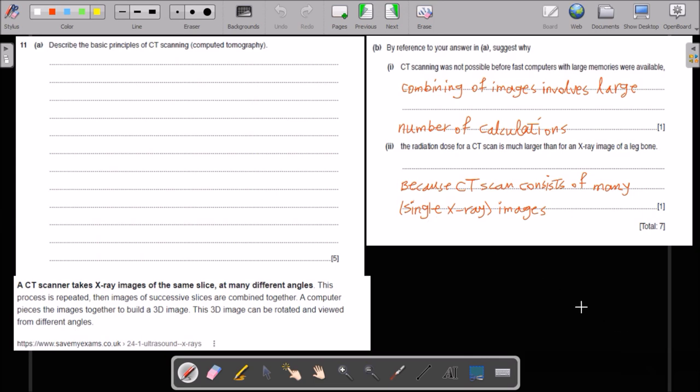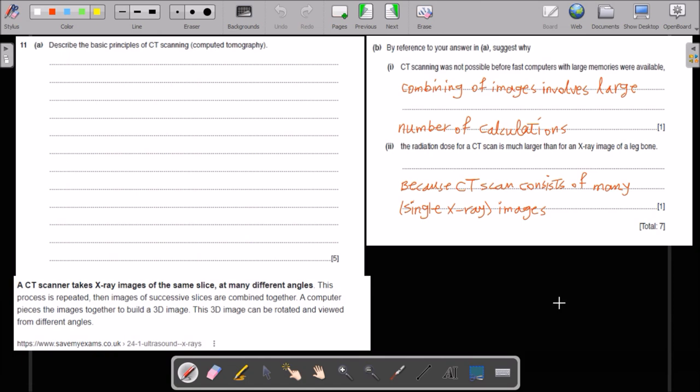Question 11. Describe the basic principles of CT scanning, computed tomography. Okay, the answer is below. A CT scanner takes X-ray images of the same slice at many different angles. This process is repeated. Then images of successive slices are combined together. A computer pieces these images together to build a 3D image. The 3D image can be rotated and viewed from different angles. So these are the principles of CT scanning.